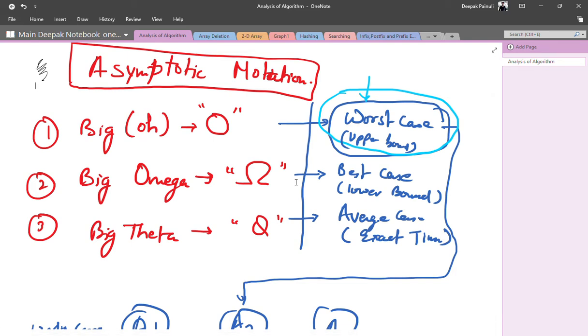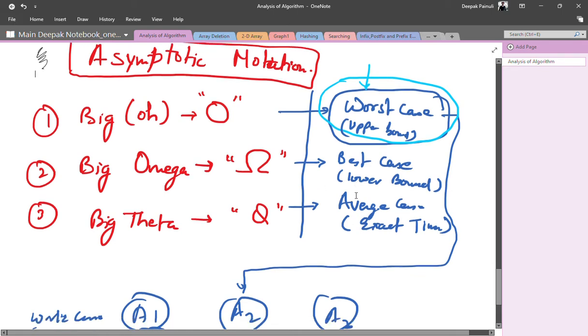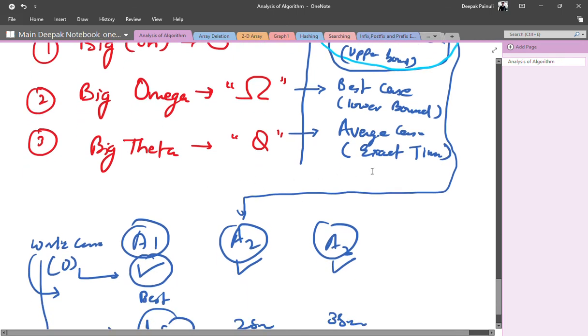So asymptotic notations are nothing more than a simple mathematical representation of the time complexity of an algorithm, right? We have three categories: big O, big omega, and big theta. That we understood in the last class: big O notation defines or signifies the worst case of an algorithm, or the upper bound. In the same way, big omega represents the best case of an algorithm, or we can say the lower bound. And big theta represents the average case of an algorithm.